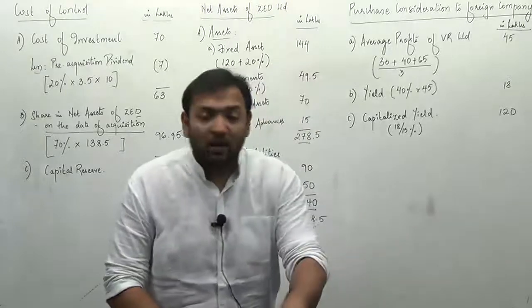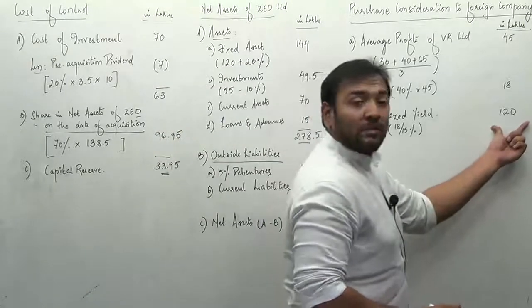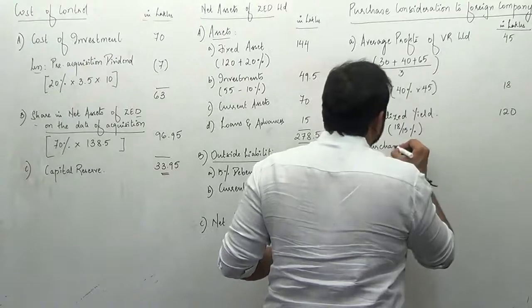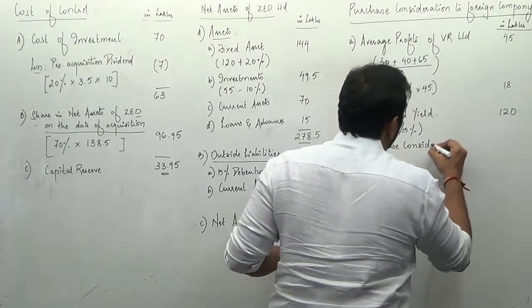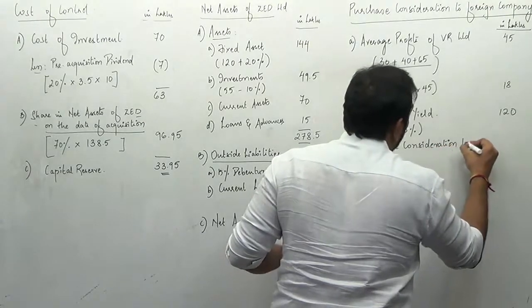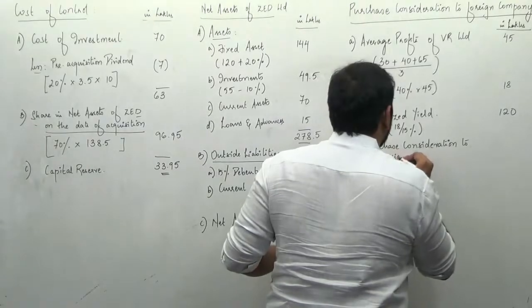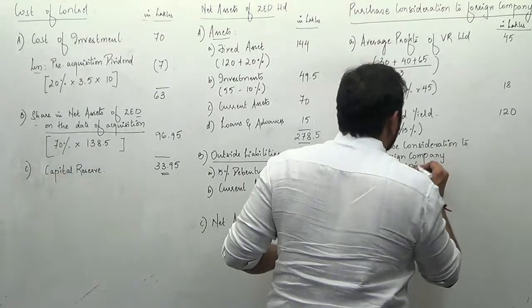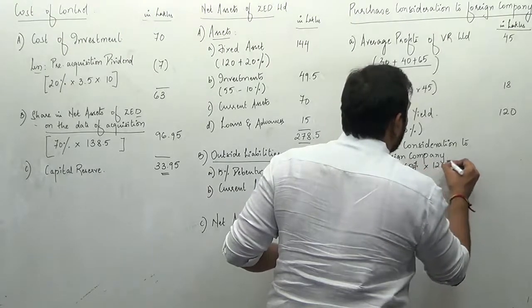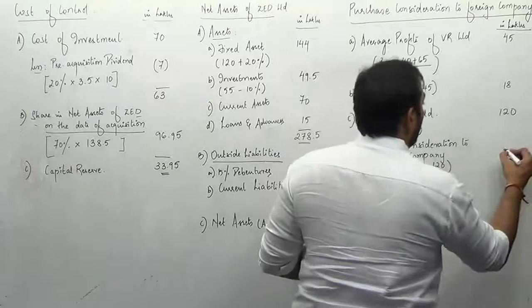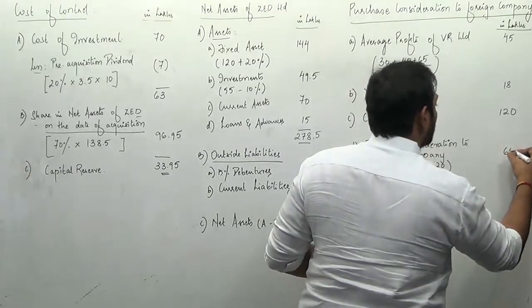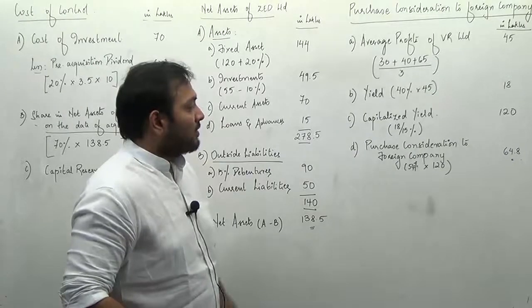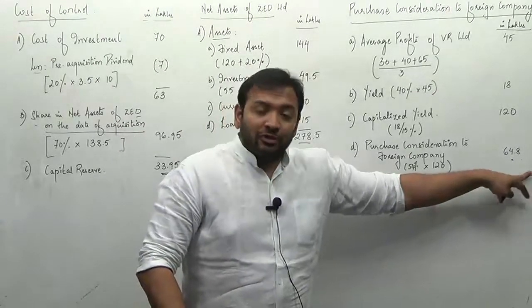But how much are you acquiring? I am acquiring only 54%. So this is the total company's value. We need to find what is 54% of it. So my purchase consideration to foreign company is 54% of 120, which is 64.8. Yes, there is the PC. This is the cost of 54%.